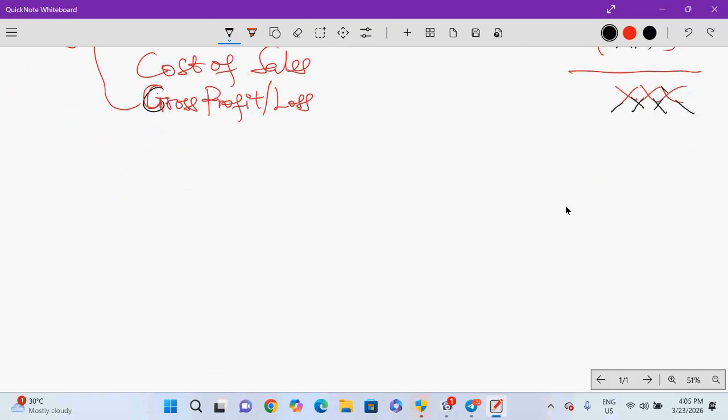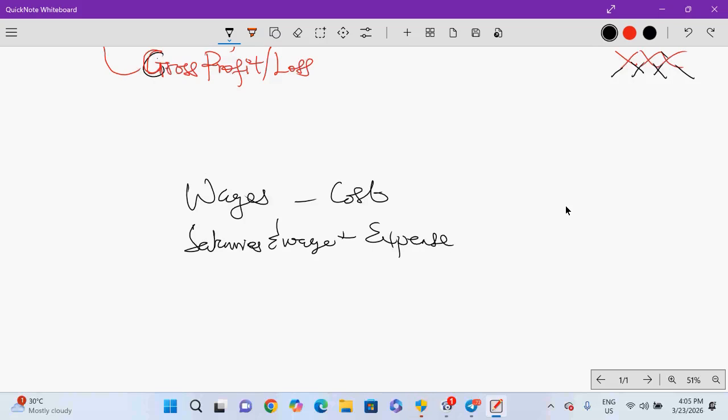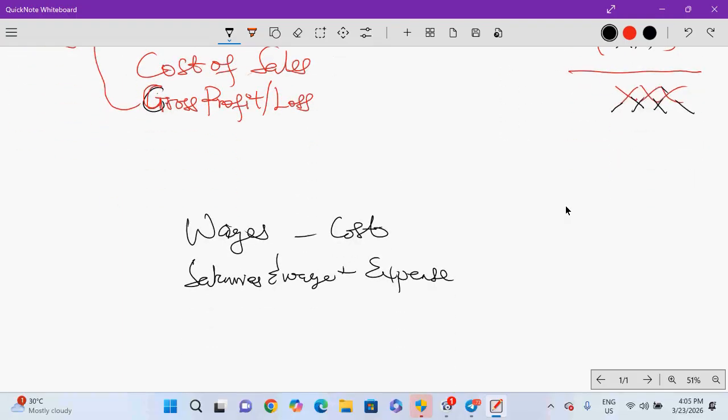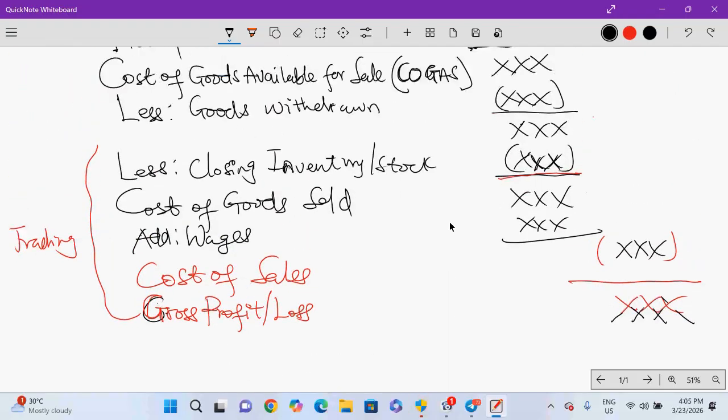So the wages is a cost, and the salaries and wages is an expense. The wages that I added is a cost, and this is the salaries and wages, or wages and salaries, which is an expense. That's what they are saying we should do. Why? Because the wages is directly related to the product. But salaries is like what they give as a token for working with you as an entity.